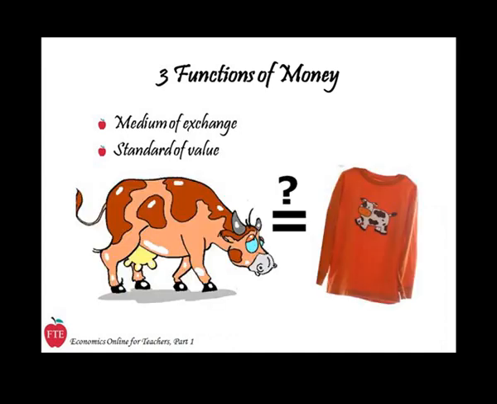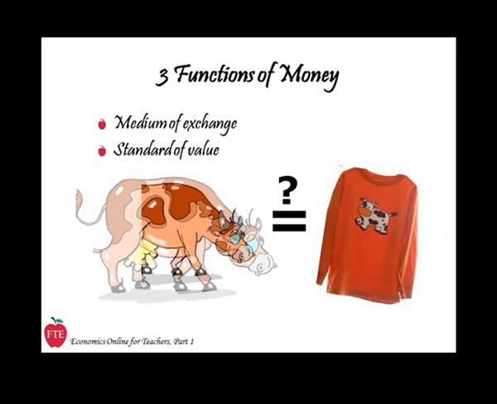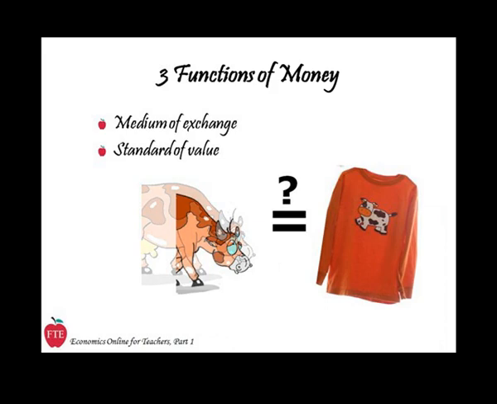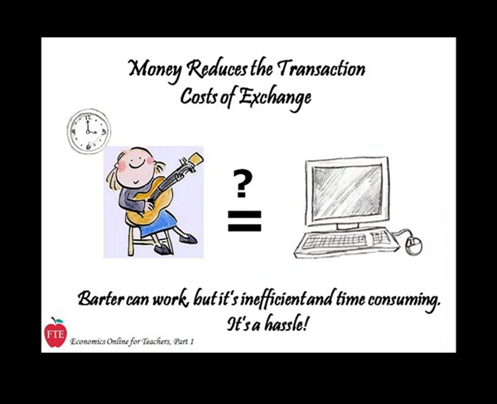We could exchange without money by bartering for goods and services, but think how costly it is to establish the comparable values of the things we want to trade. How many cows are worth a shirt? How many hours of music lessons are worth a computer? Barter's a hassle. In economic terms, the translation for hassle is it has high transaction costs. Using money reduces those transaction costs.